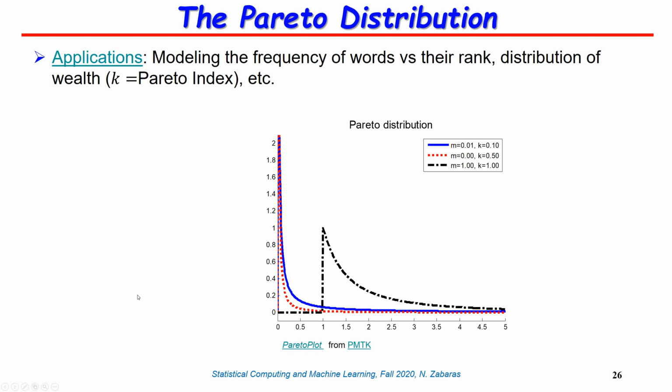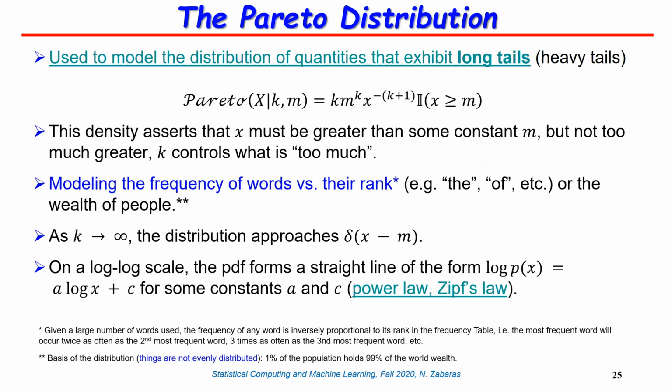And here are some schematics of the Pareto distribution for different values of m and k. And I think I forgot to mention, and maybe this turned out to be important, when this k in the distribution goes to infinity, then this distribution becomes a delta function that is centered around this value m. Okay, so that's a useful property to remember for the Pareto distribution.